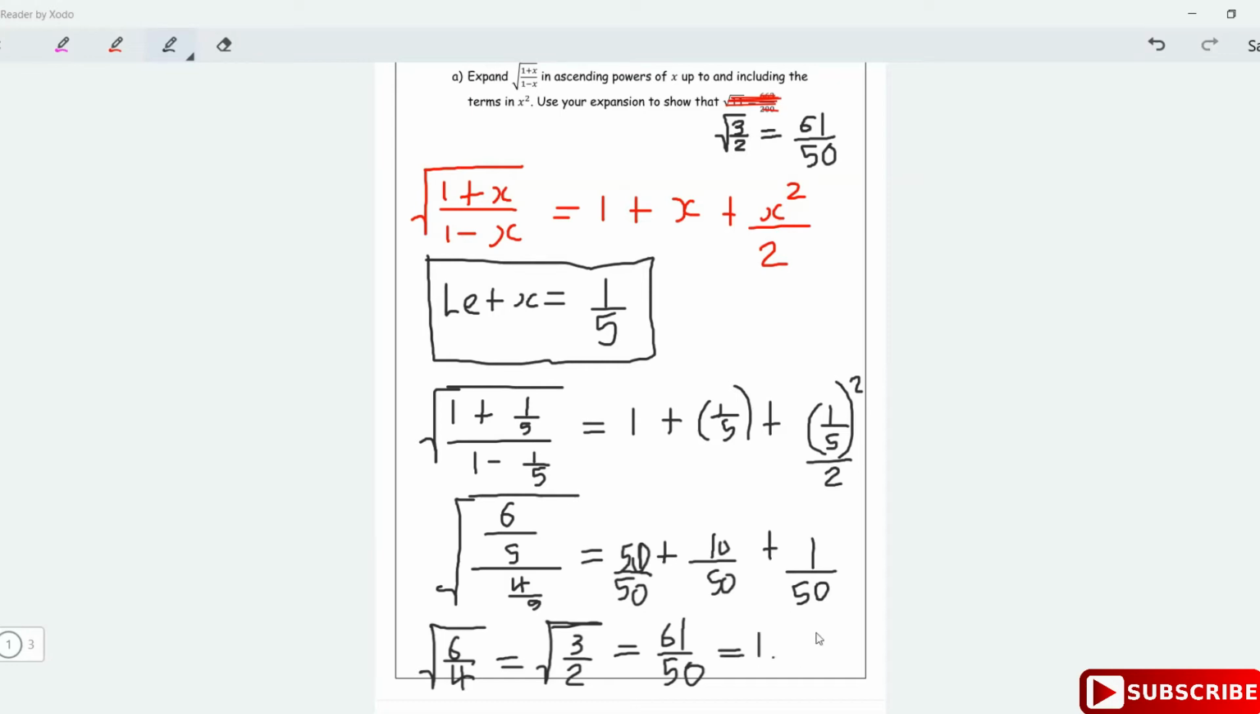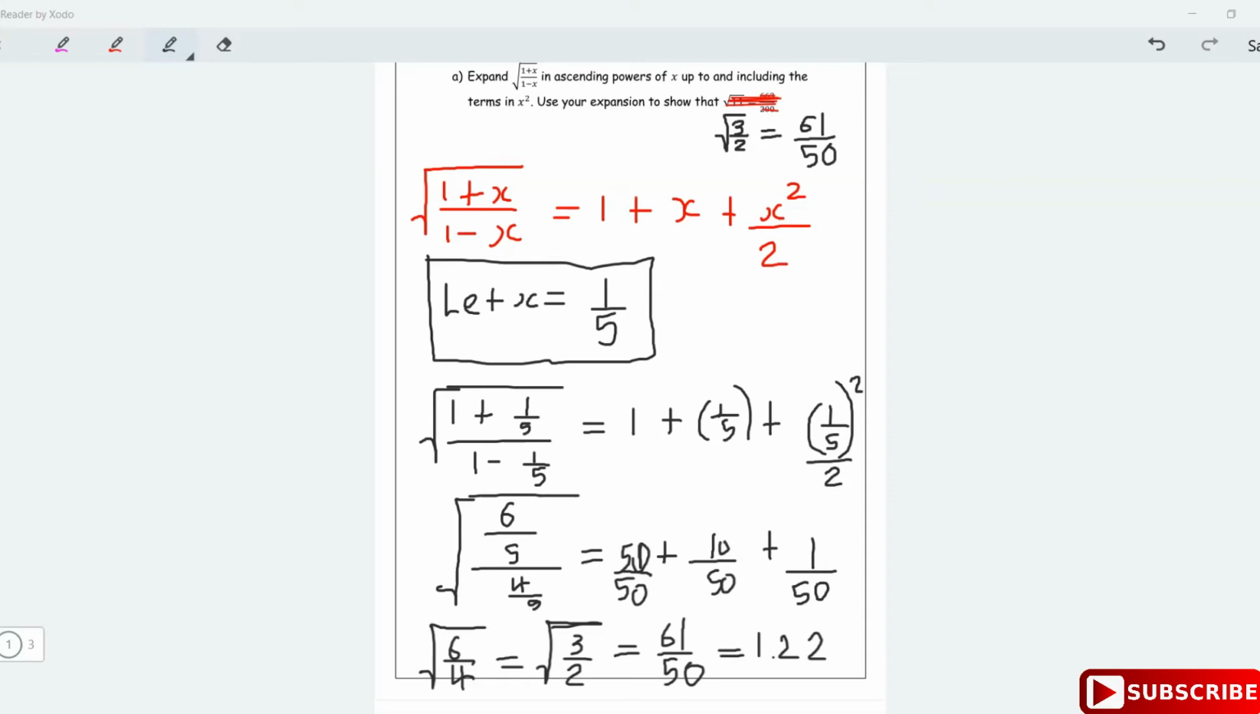So you can see binomial expansion is very, very accurate. Now look at what I'm going to show you. I'm going to show you that if you take the square root of 3 over 2, you're going to get 1.22 as a rough estimate, if you're rounding off to 3 decimal places.